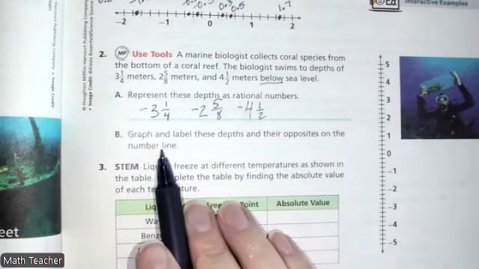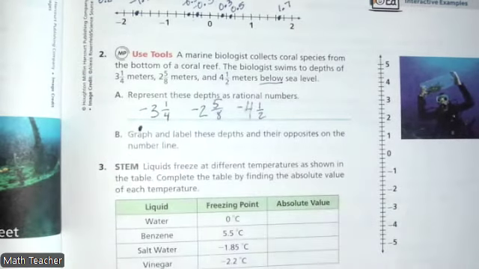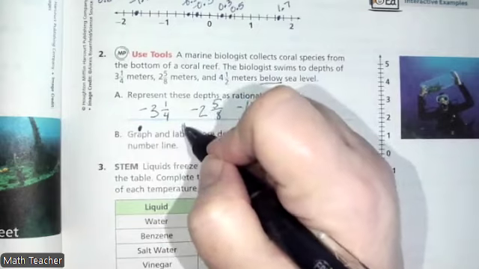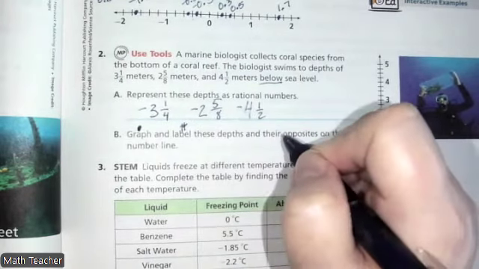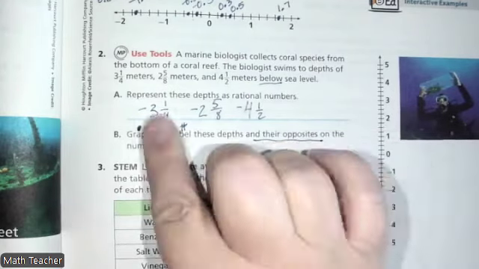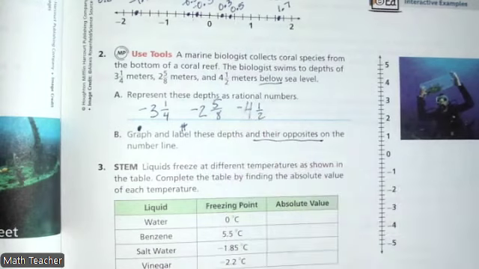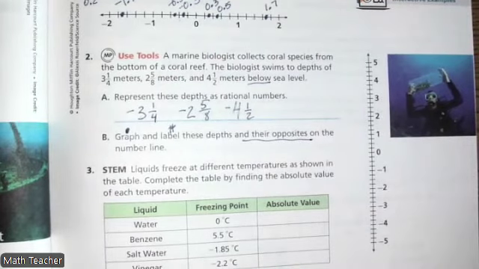Part B asks us to graph and label. So graph will put the point where it belongs. Label means put the number, so which of those three. And, so label the depths and their opposites. So we'll do each of these three numbers, and we will also graph and label their opposites on the number line over here to the right. So we see the scuba diver.